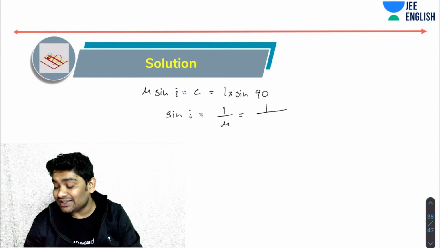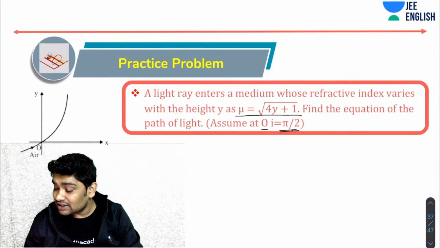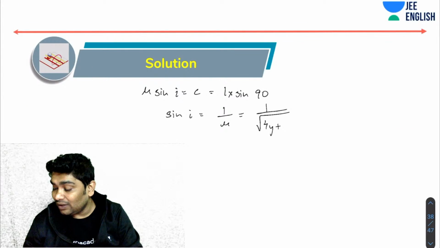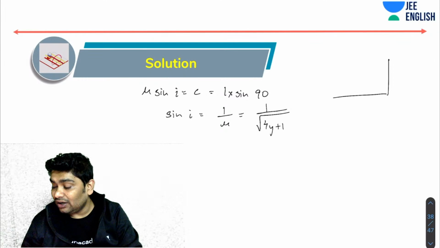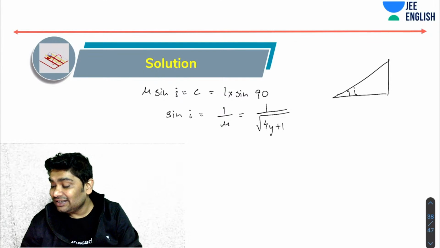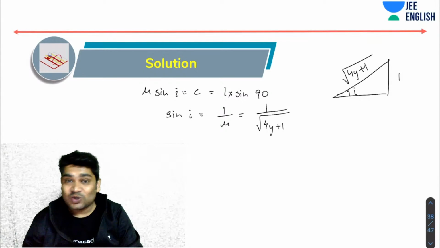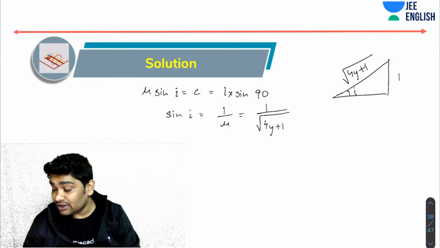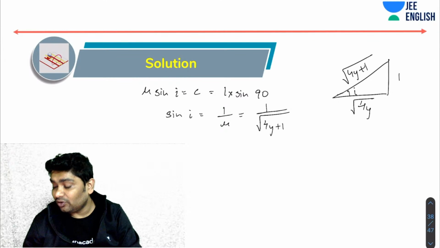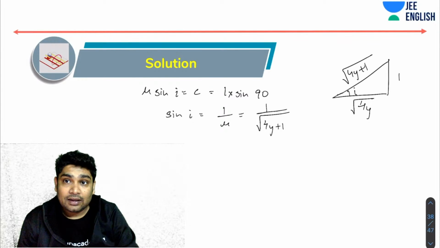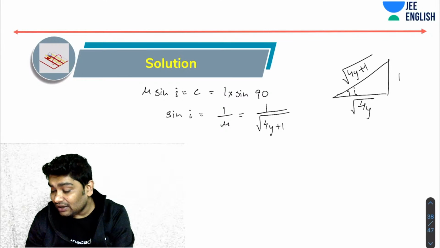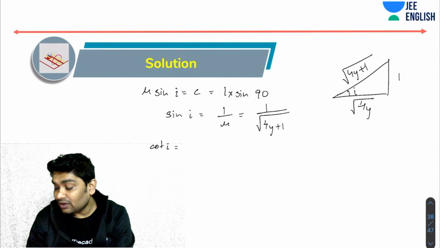Okay, so I'm getting this as 1 over root of 4y plus 1. So if I draw a triangle, this is I, this is 1, and this is root of 4y plus 1. So what is going to be the base? This square minus this square. So this will be root of 4y. Agree? Okay, this is going to be the base. So what I realize is cot I. What is cot I? Cot I would be 2 root of y.